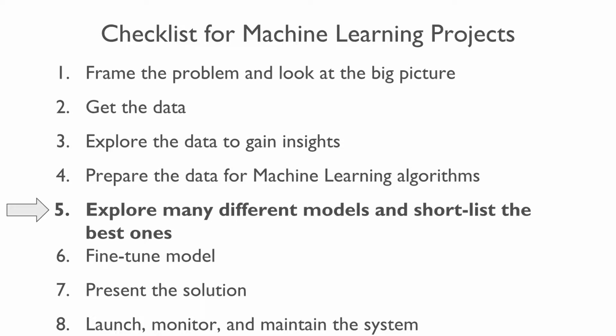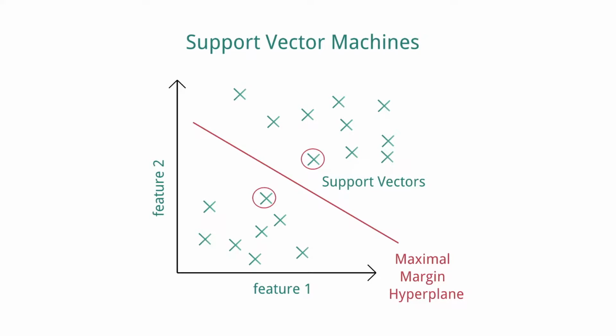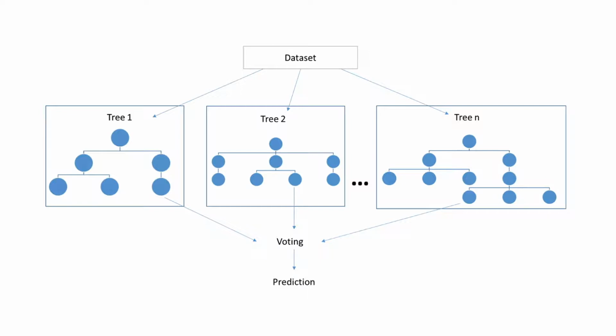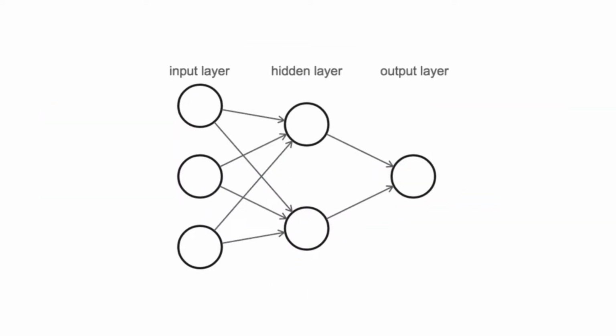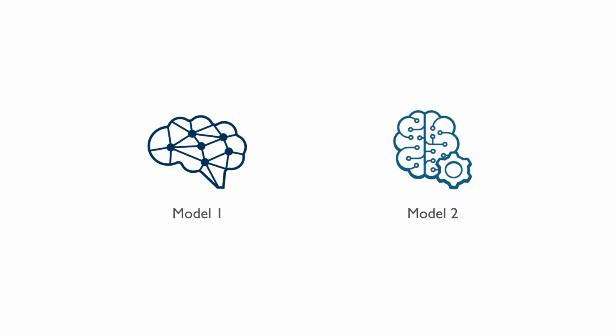The next step in the checklist is explore many different models and shortlist the best ones. There are many models that can do predictions. In this step, we try many models from different categories such as linear regression, SVM, which is support vector machines, random forests, and neural networks. We will learn these algorithms later in the course. Afterwards, we measure and compare the performance of different models.